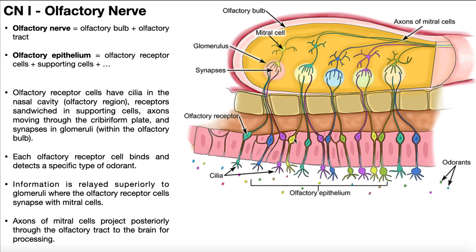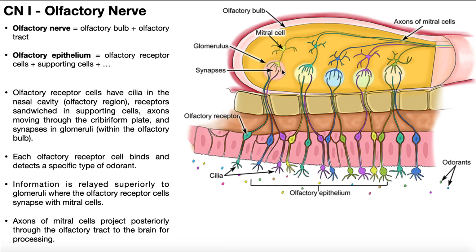Now, if we consider the olfactory receptor cells, these ones in green, blue, purple, and yellow, they have important parts. First of all, if we look at the parts that are directly exposed in the nasal cavity, they have these little cilia, these little whip-like things down at the bottom that look like roots. Those are the cilia, okay? And then we have the receptors themselves, in particular the cell bodies right here, sandwiched in between those supporting cells, right?